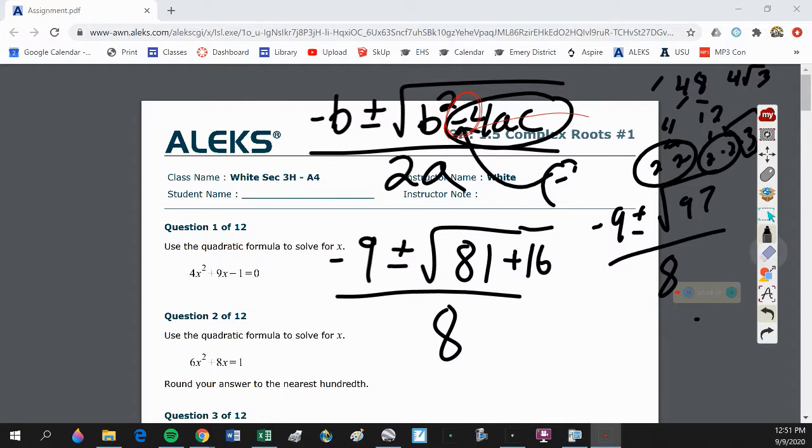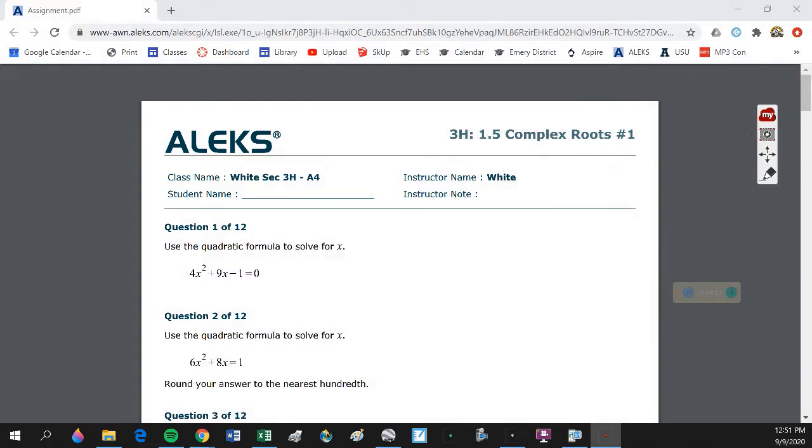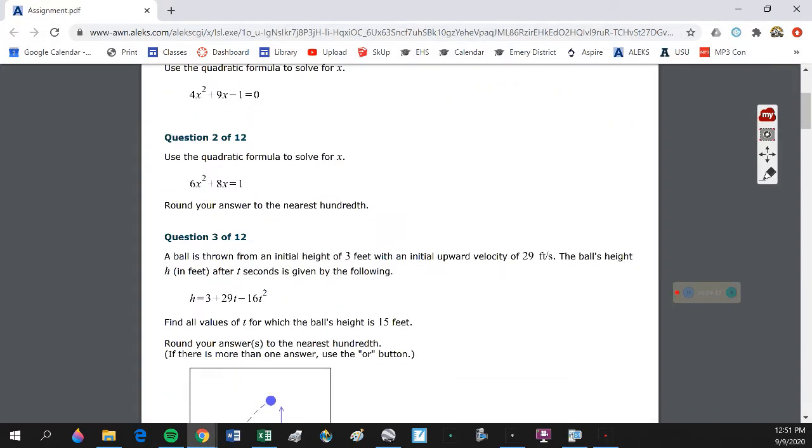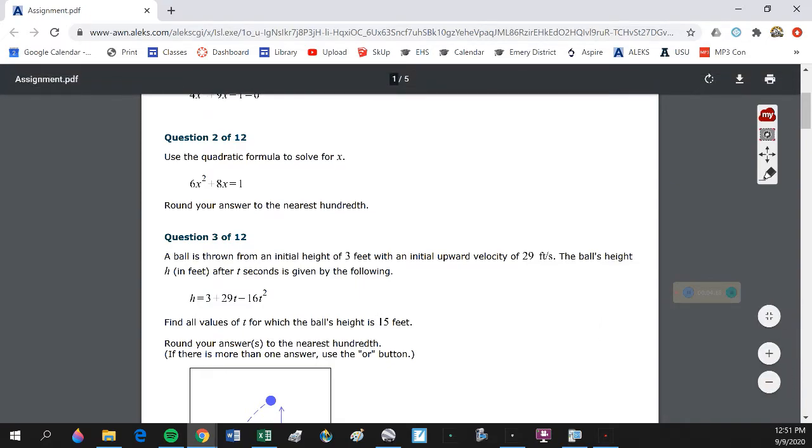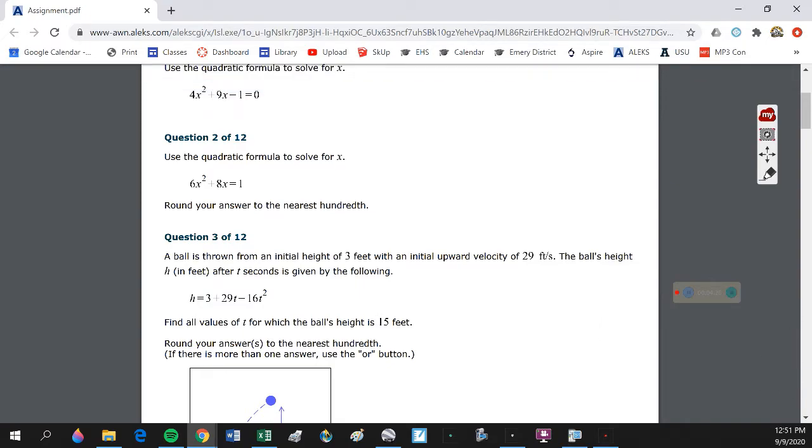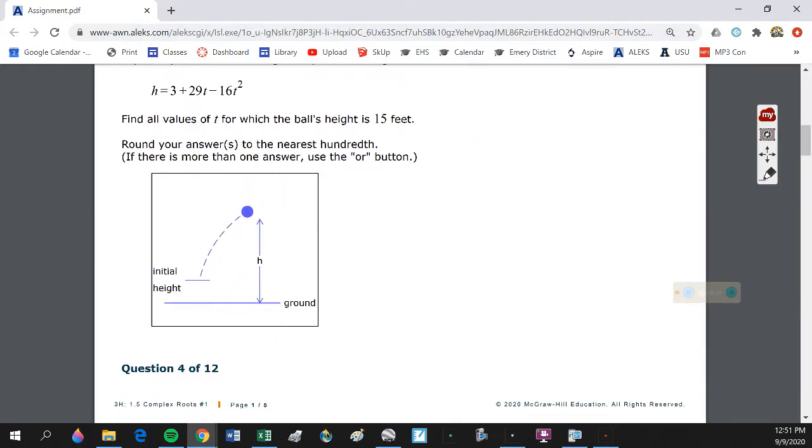Let's find one that actually does have complex roots. Yep, that was the answer. What would you do for number 2? Subtract 1 and then plug it into the formula.